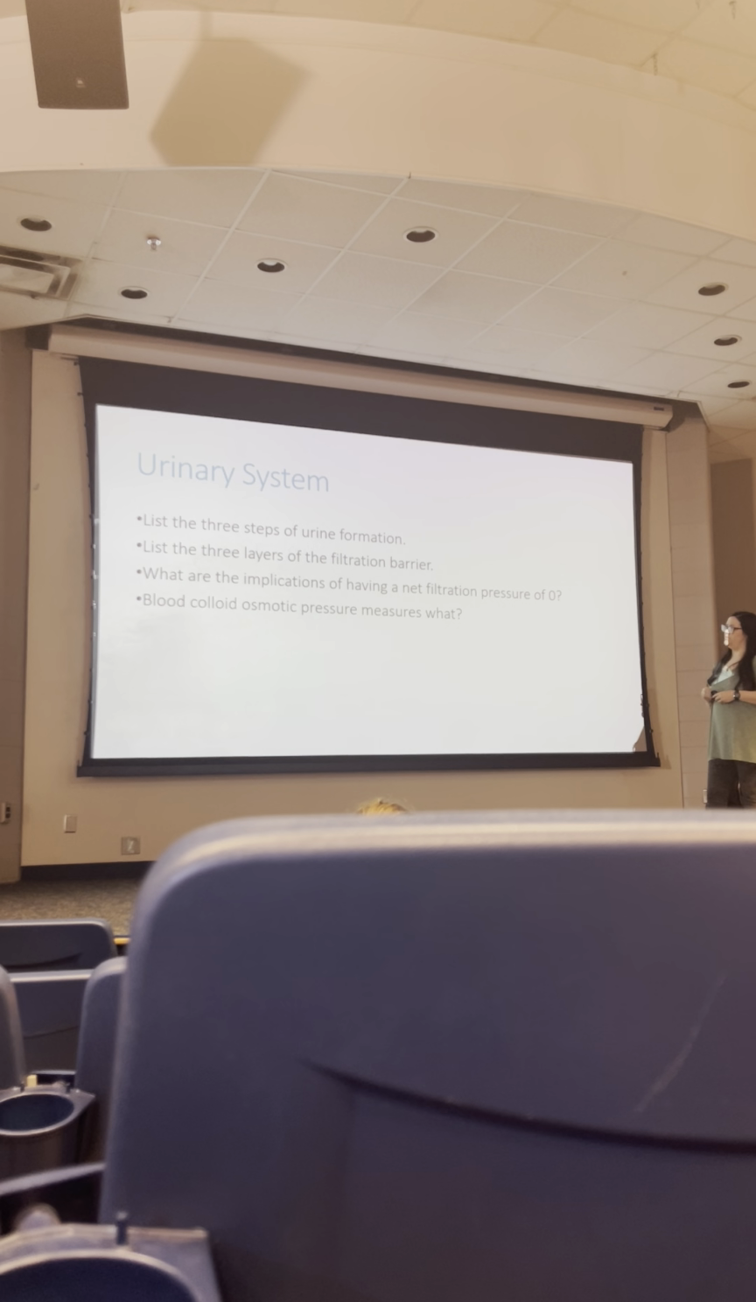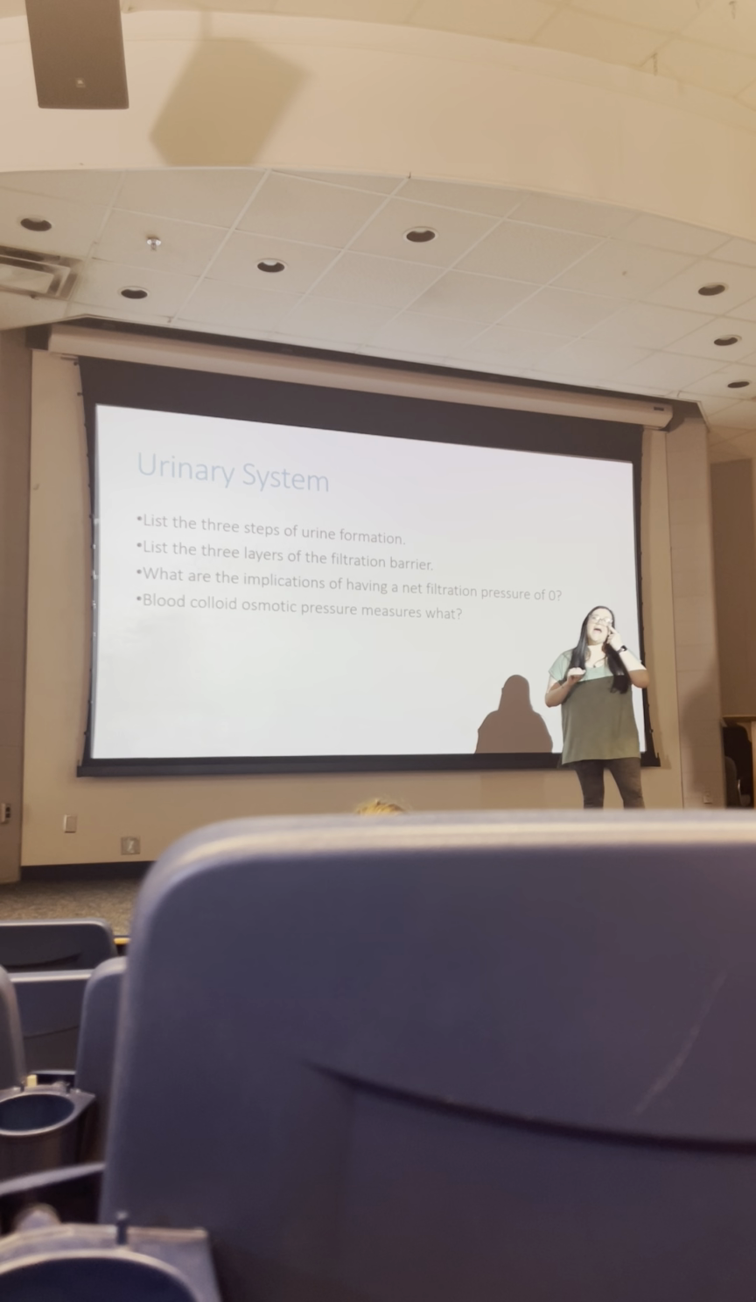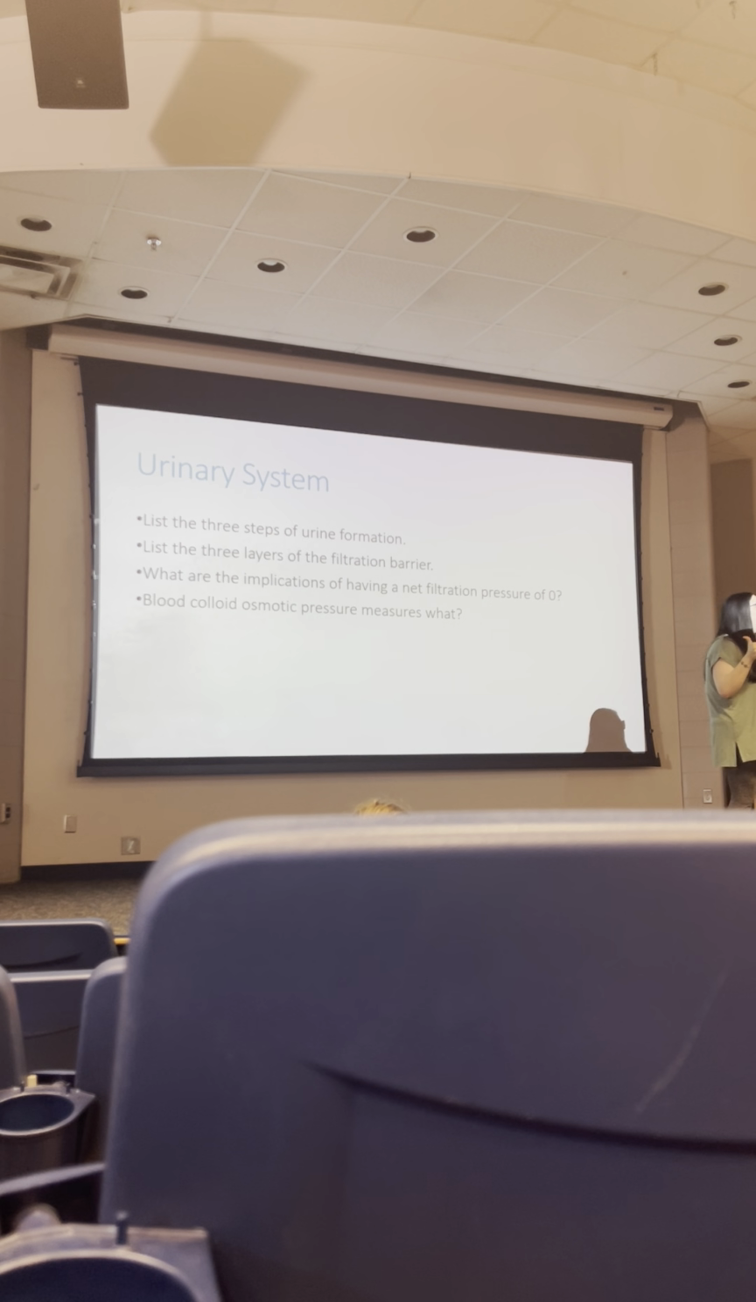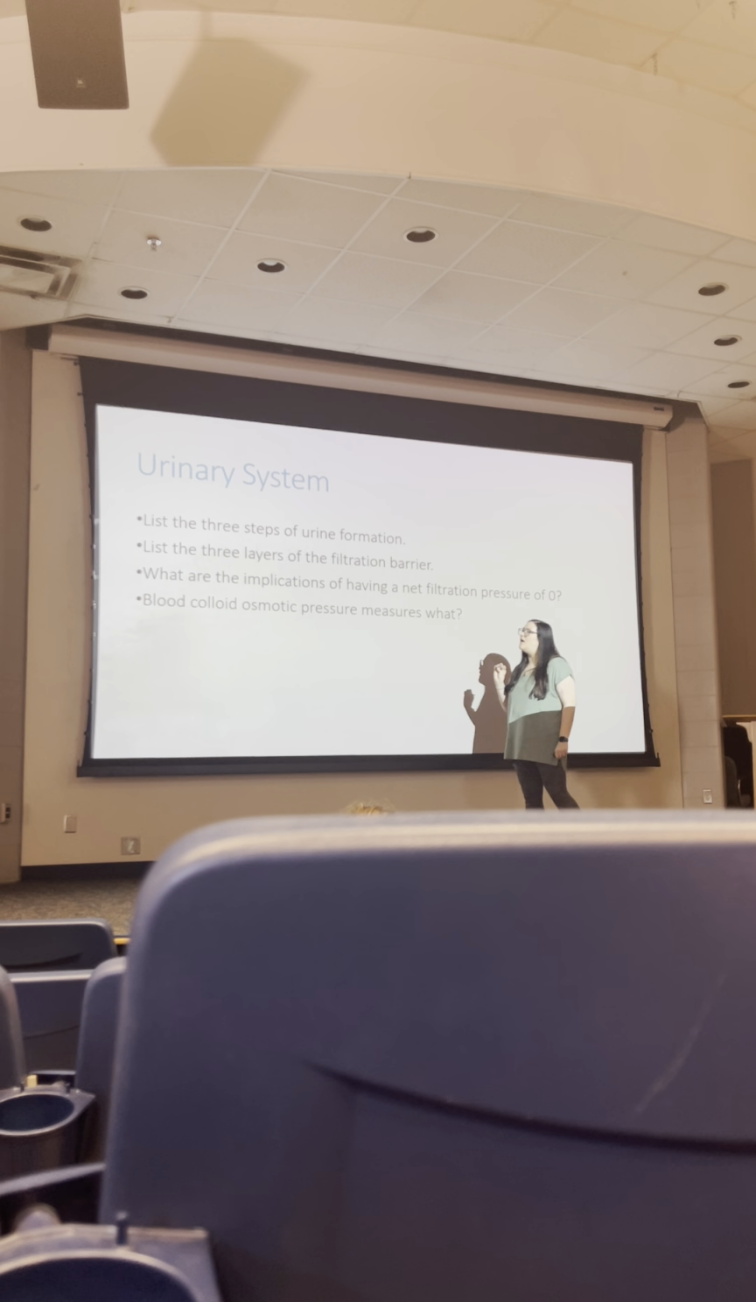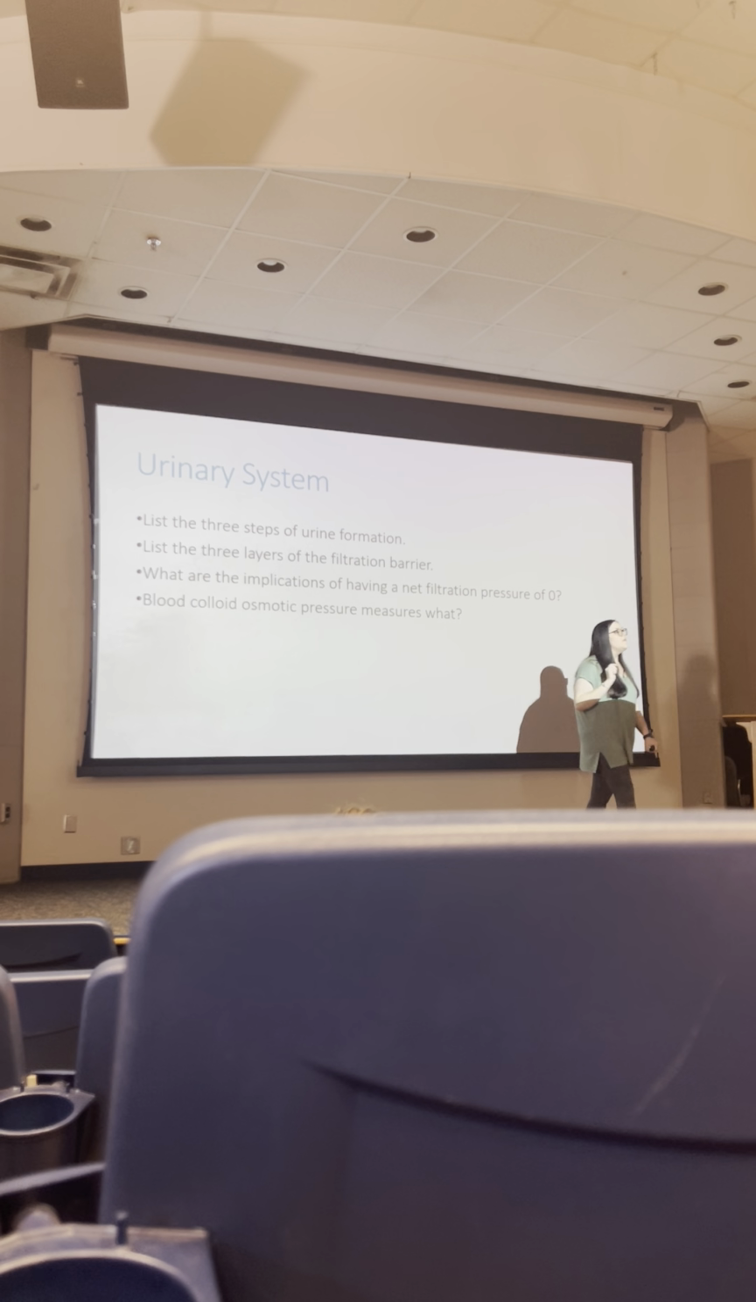And part of those 3 pressures, let's just go through them. We have the hydrostatic pressure of the glomerulus. That's our driving pressure. That's the pressure that is trying to force things out of the glomerulus. I also have the pressure of the Bowman's capsule. That's an opposing pressure, the pressure that's trying to push things into the glomerulus. And then I have this 3rd one. Usually this one gives students the hardest time. Blood colloid osmotic pressure.